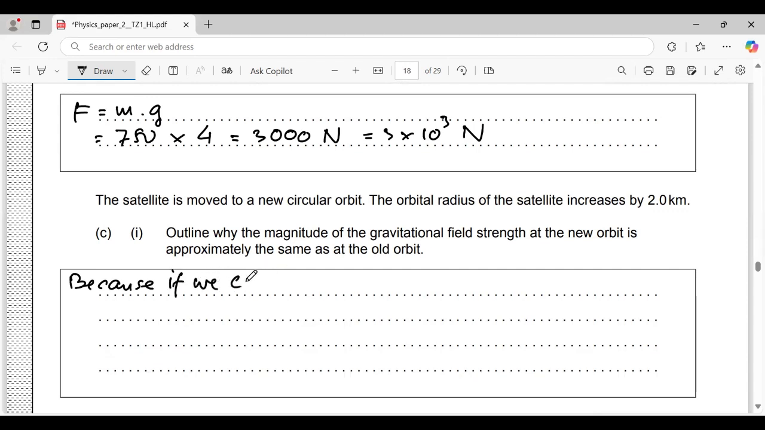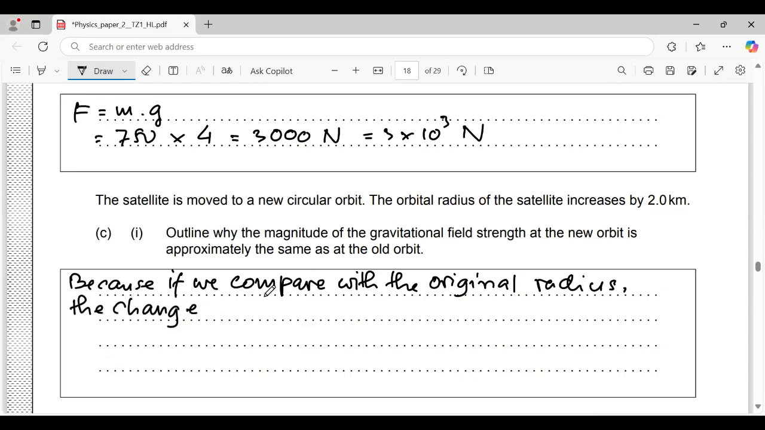If we compare with the original radius, the change in the orbital radius is very small. Okay, this is my explanation.